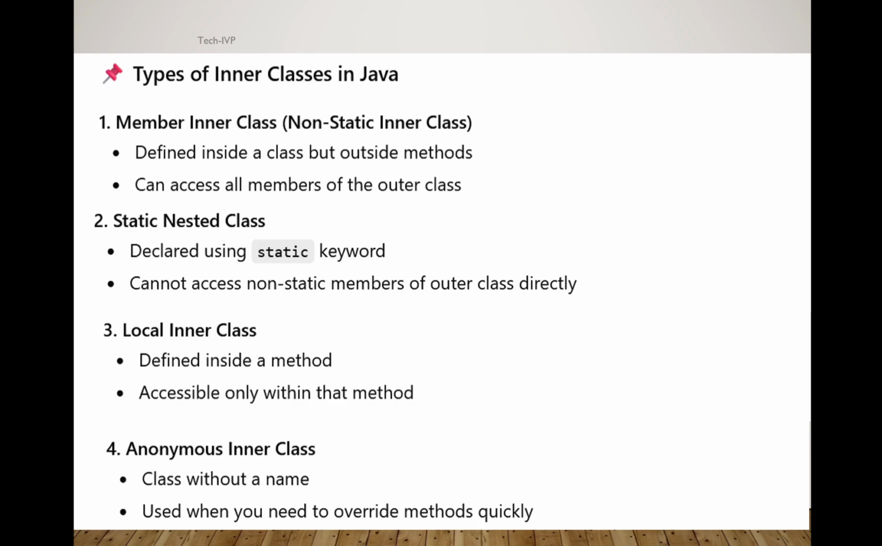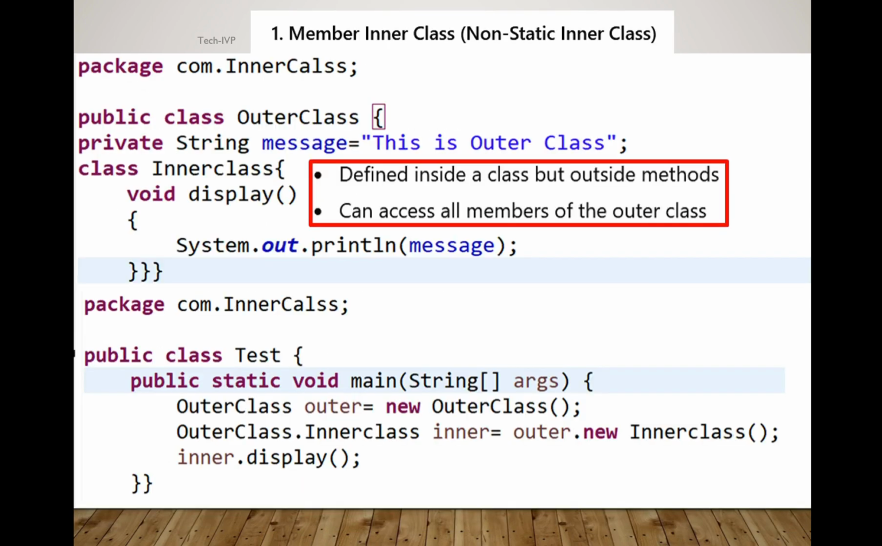So how many types of inner classes do we have? We have four types of inner classes: member class, which is called the non-static inner class, static nested class, local inner class, and the anonymous inner class. Okay, so the first one is the non-static inner class.